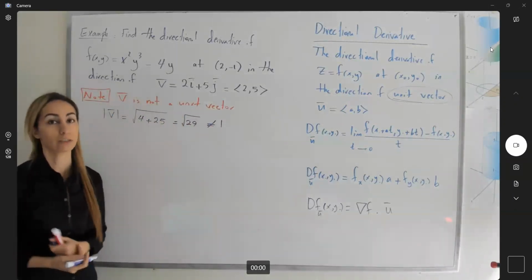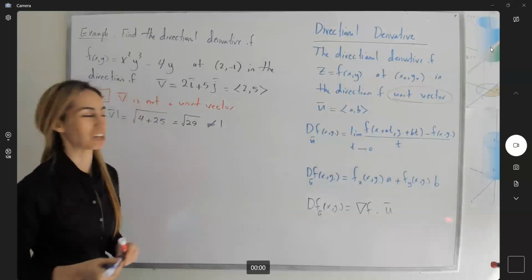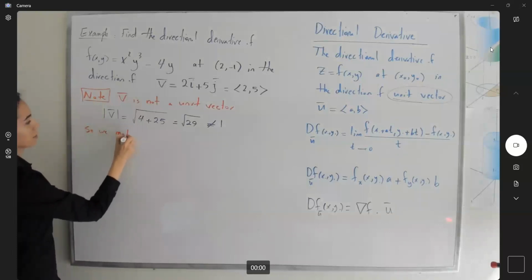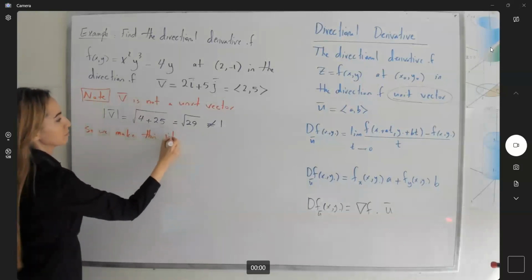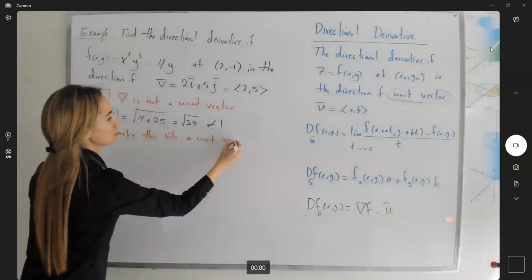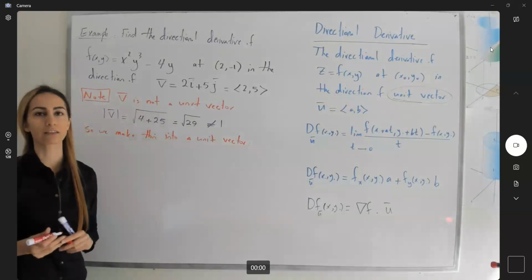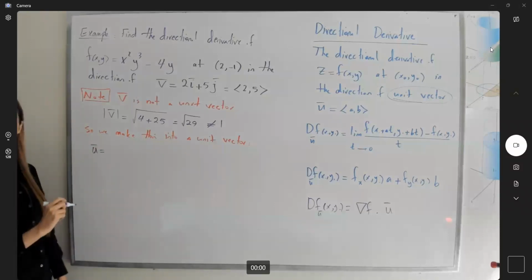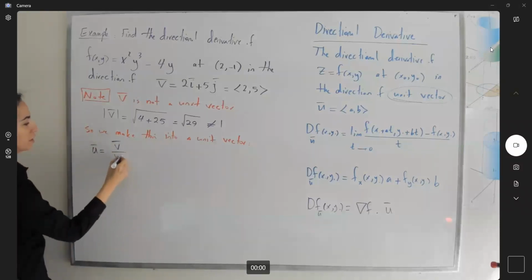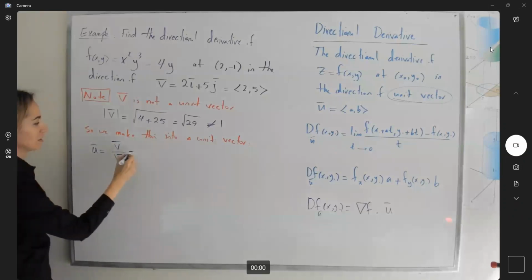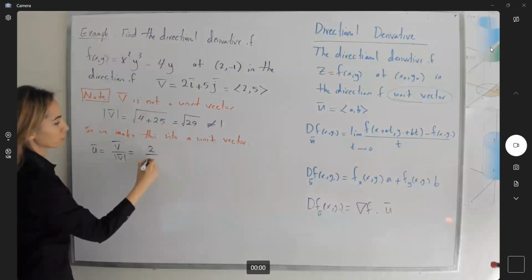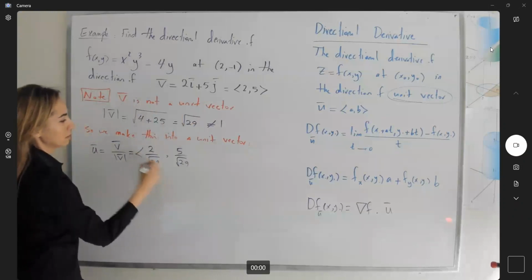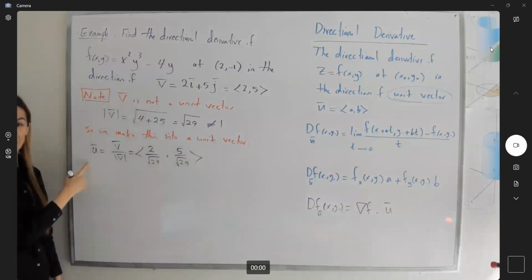So what should I do? Should I stop here? No, you can make this into a unit vector. How? Divide vector v by its magnitude. Unit vector u is equal to vector v divided by its magnitude. The first component is 2, so 2 divided by the square root of 29, and the second component is 5 over the square root of 29. Now we have a unit vector that we're going to use.